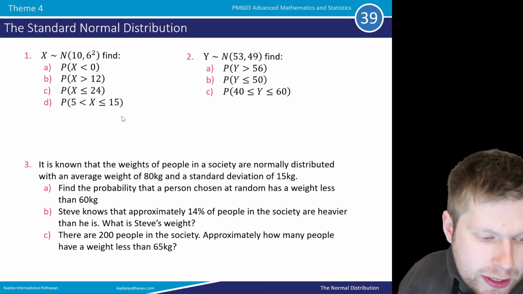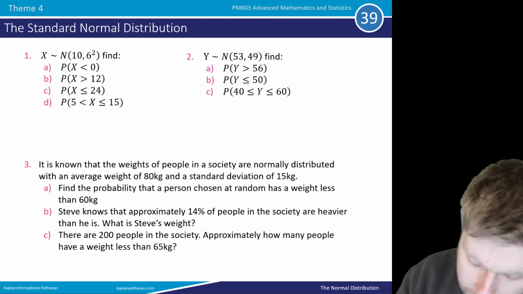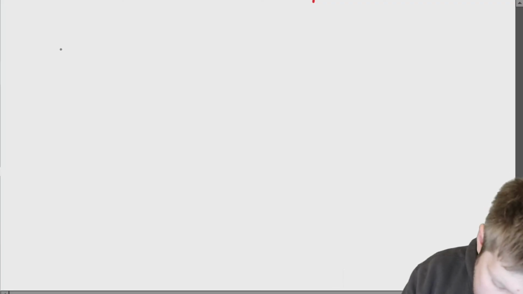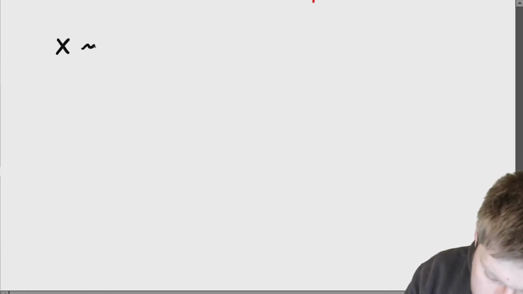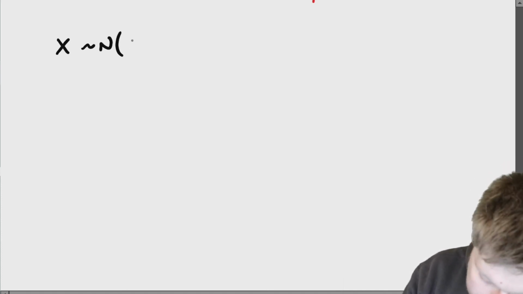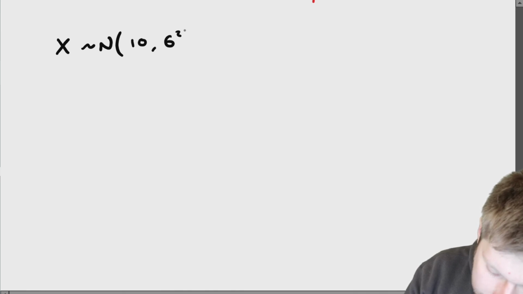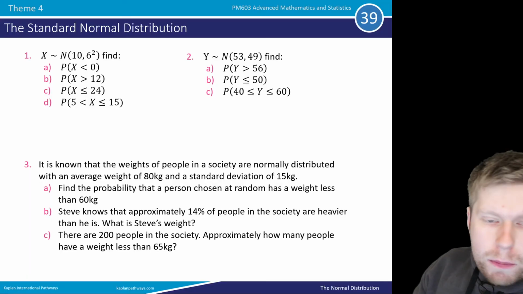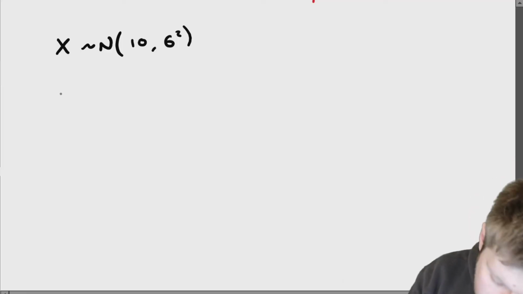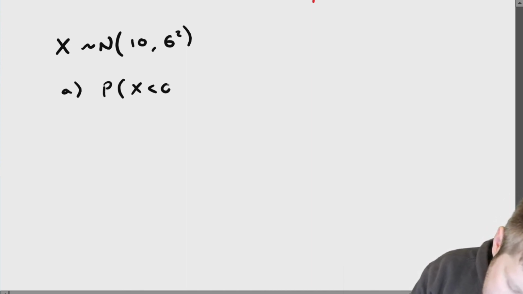Or at least as much of it as we physically can. So 1 is basically giving us a normal distribution. So x is distributed normally with a mean of 10 and a variance of 6 squared. And we are asked to find the probability that x is less than 0. So let's do that together. So let's find the probability that x is less than 0.